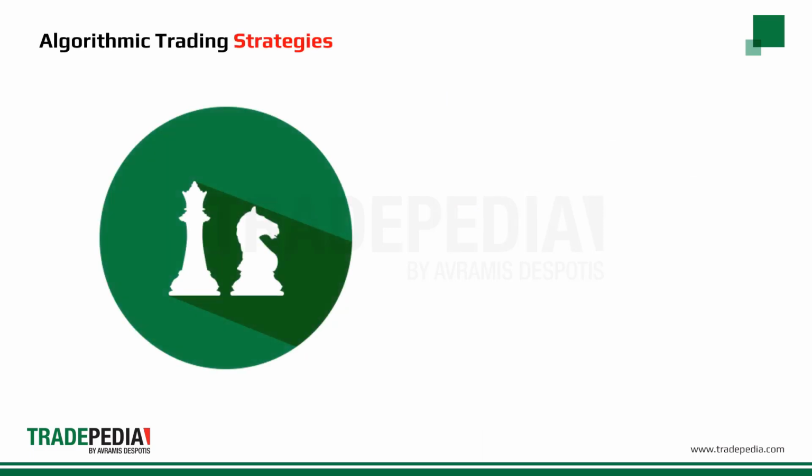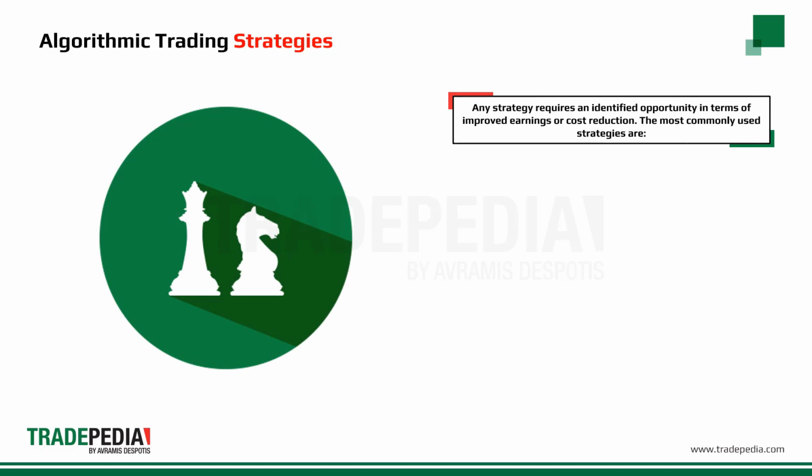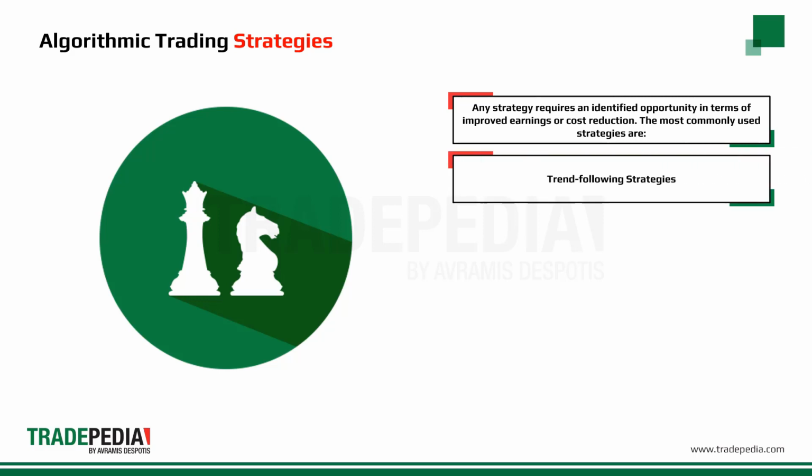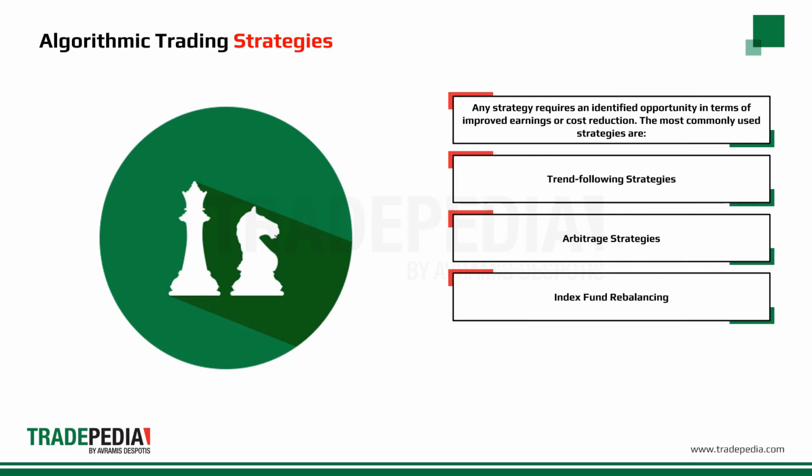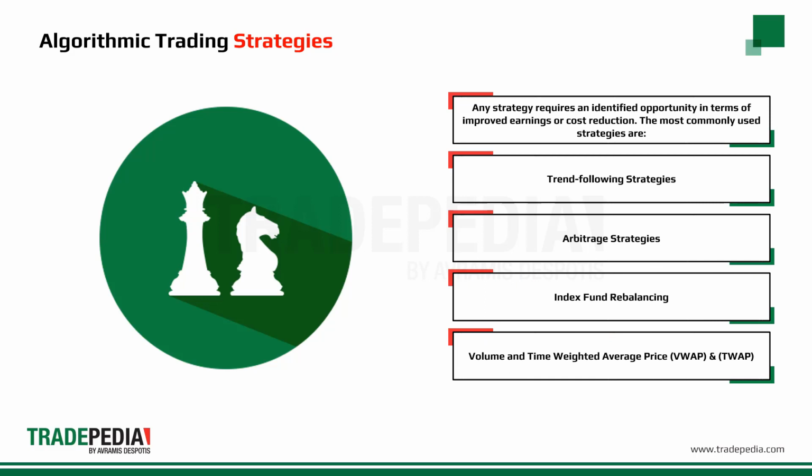Algorithmic trading strategies. Any algorithmic trading strategy requires an identified opportunity that is profitable in terms of improved earnings or cost reduction. The following are the most commonly used strategies: trend-following strategies, arbitrage strategies, index fund rebalancing, volume-weighted average price, VWAP, and time-weighted average price, TWAP strategies.